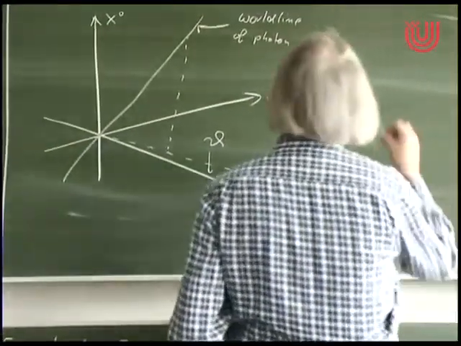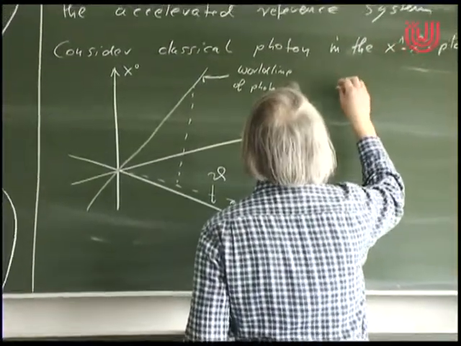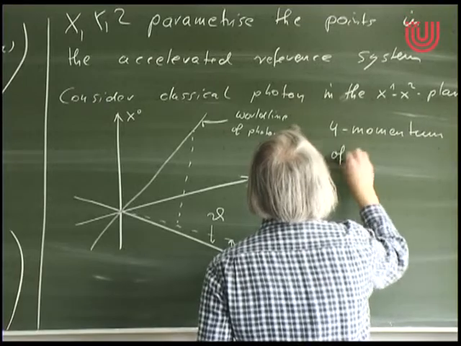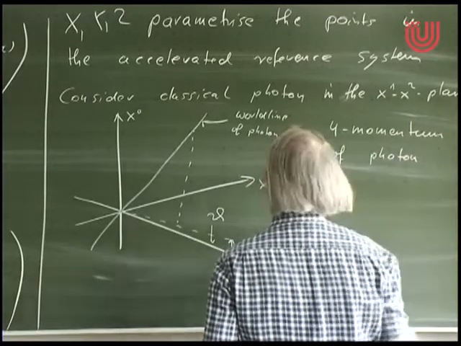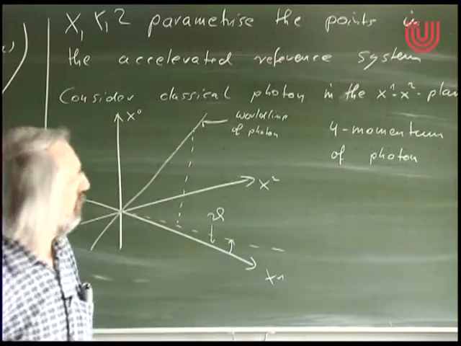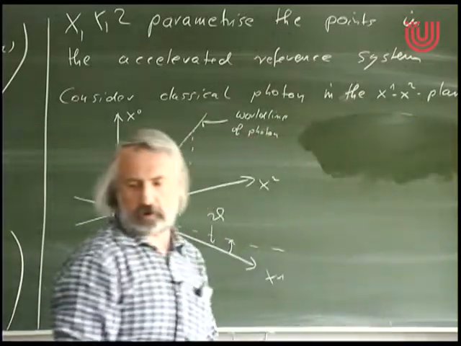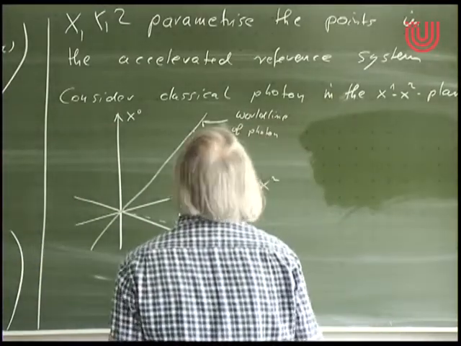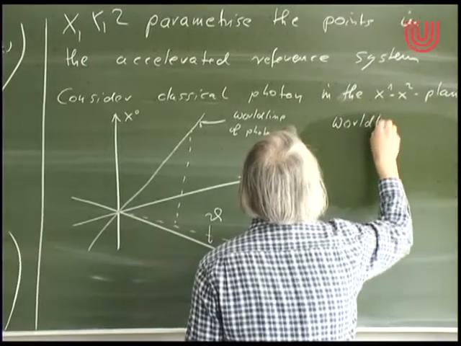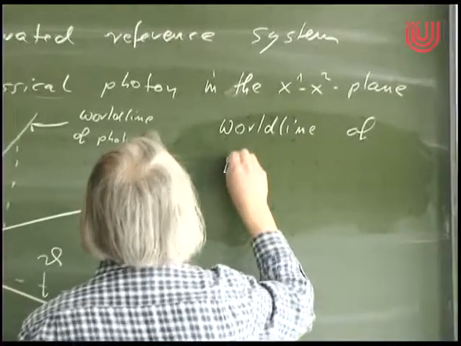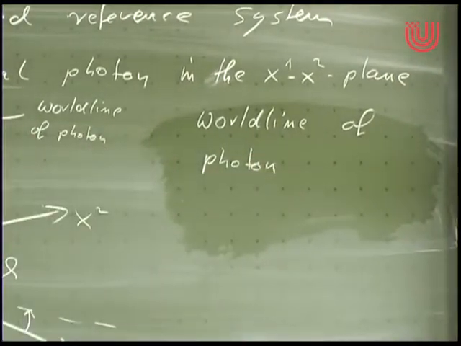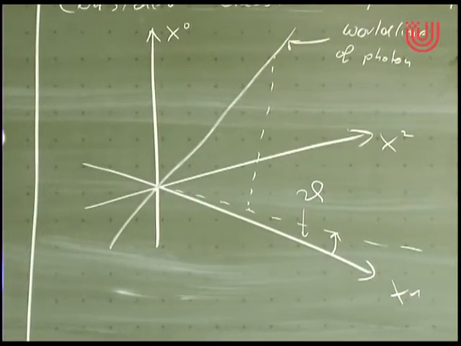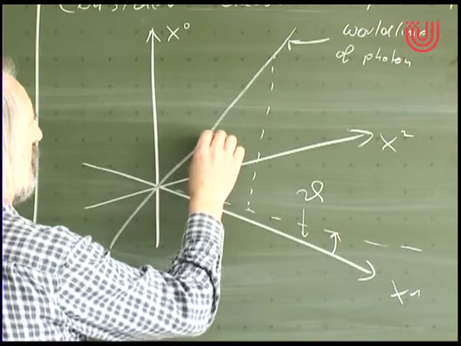So the four momentum of the photon is then, oh no, that's jumping ahead. That was too fast. Let me first write about the world line. So the world line of the photon, well, remember, photons do not have something like proper time. Proper time exists only for particles which move with a speed slower than the speed of light, so I cannot parameterize the world line by proper time.